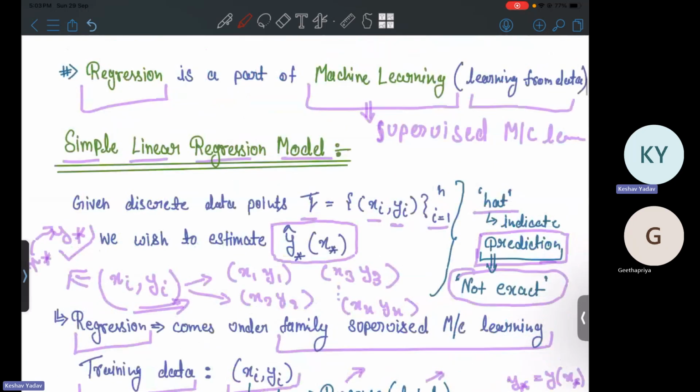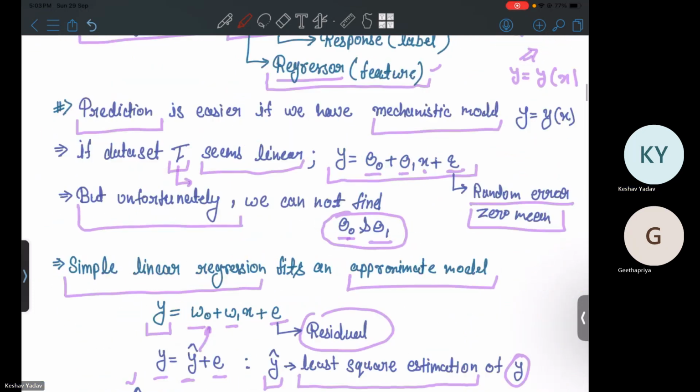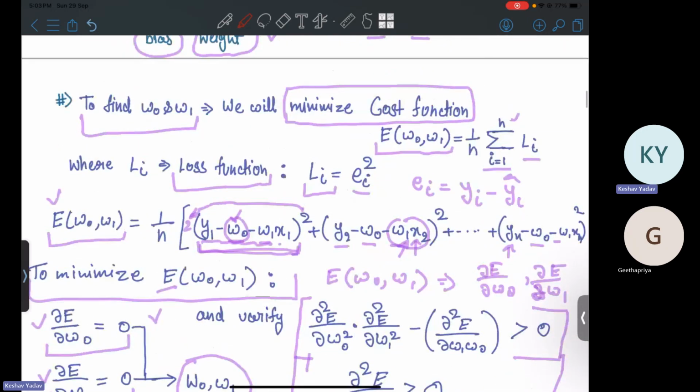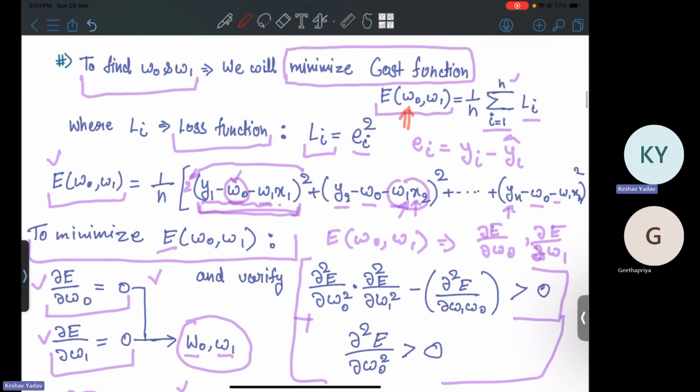So there we have seen first the simple regression model. Simple means what? Only one regressor will be used, one regressor and one response. Linear means what? We have assumed that the response is linear with respect to the regressor. There we have used the least square method to find out the regression coefficients. This W0 is known as bias and this W1 is known as weight. By minimizing the cost function, we have found out the W0 and W1.